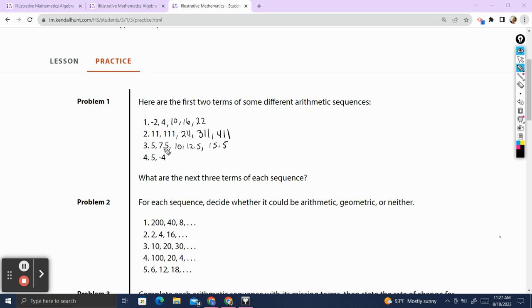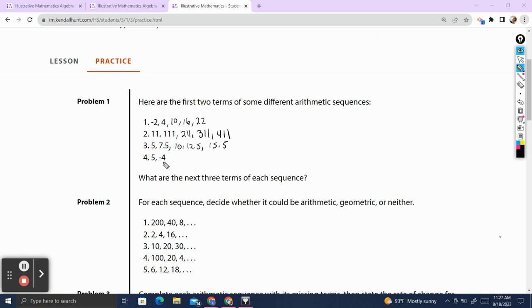If you have a hard time with decimals, I always like thinking of it as money. From $5 to $7.50, that's $2.50 that you added. So $7.50 plus $2.50 is $10. Plus another $2.50 is $12.50. So anything with 50 cents, I always think about it in terms of money in my brain, because then it's easier to process and do the mental math quickly.